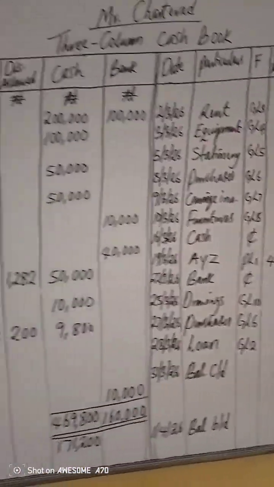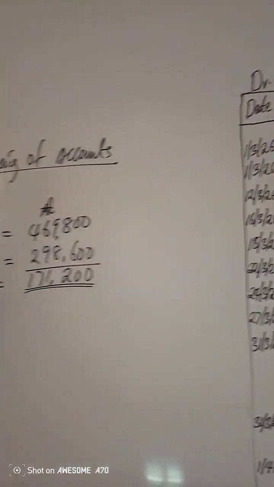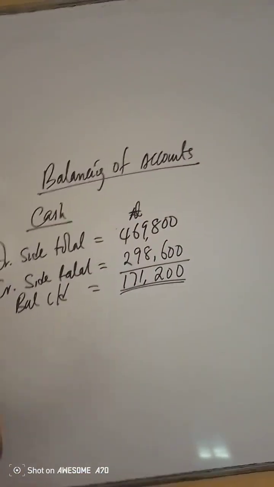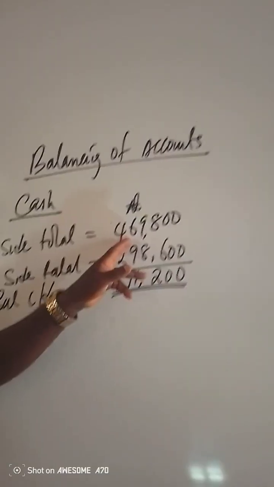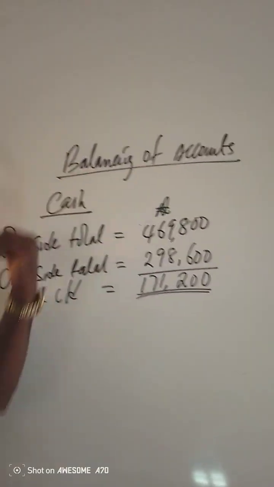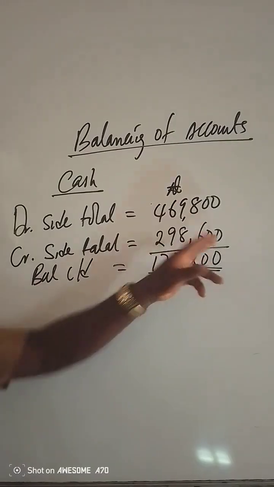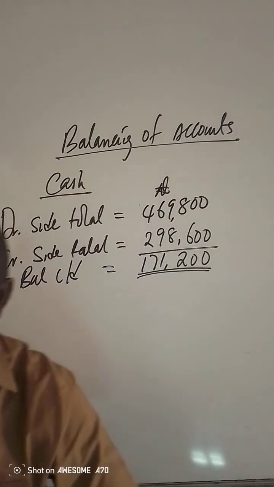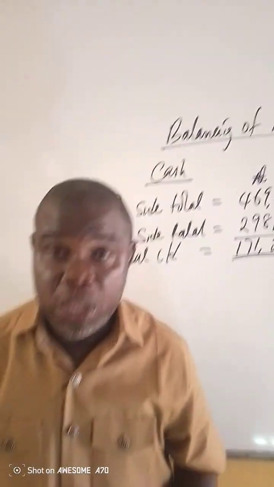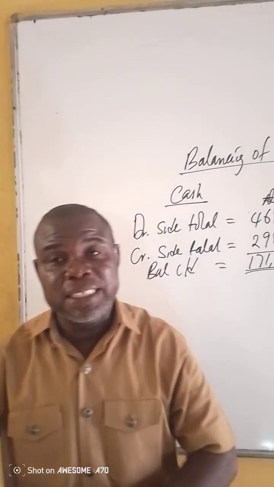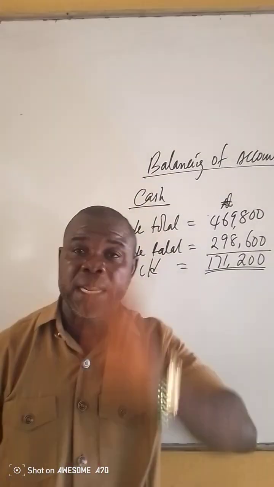So, now, if you look at this, you discover that if you add the debit side carefully, the total is 469,800. If you add the total of the credit side carefully, you have 298,600. You discover that the totals are not the same. As they are not the same, you have to find the difference. It is a difference that is called the balance carried down.